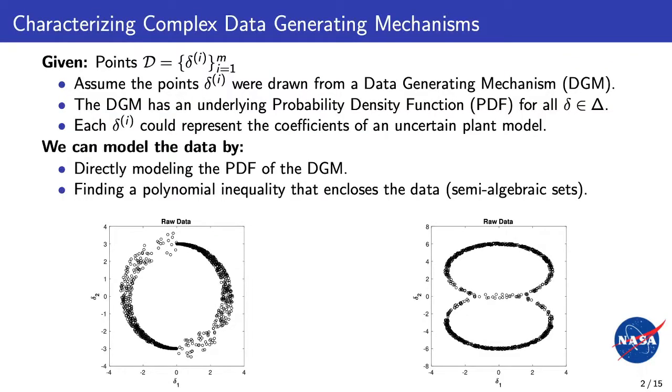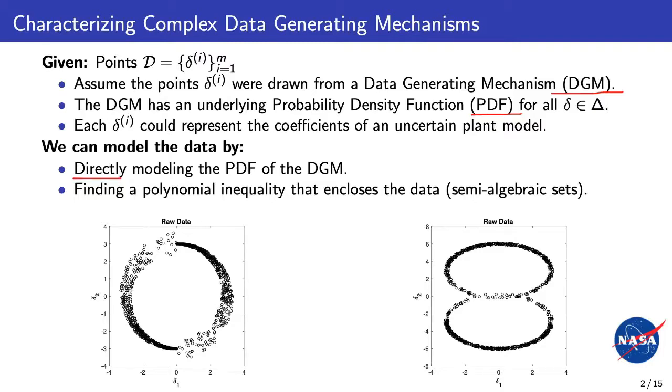We use sliced normals to characterize complex data-generating mechanisms, or DGMs. We assume that each DGM has some underlying probability density function, or PDF, that describes how the data, delta, are drawn. From a control systems perspective, each delta_i could represent the coefficients of an uncertain plant model that we wish to characterize.